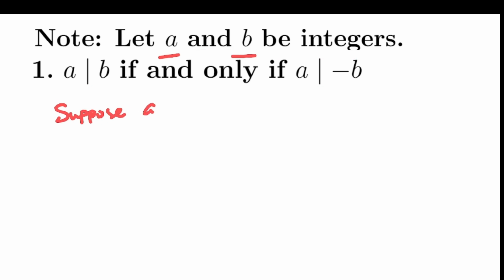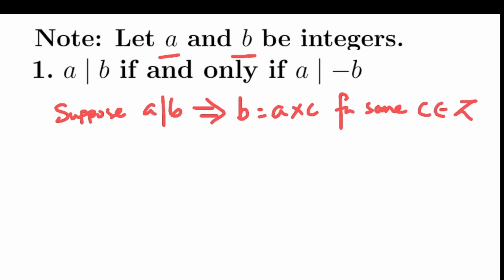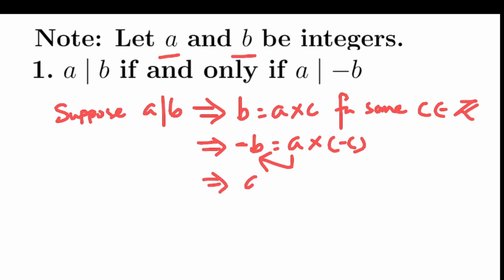Suppose a divides b, it implies we have an integer c for which b is equal to a into c, for some integer c belongs to Z. It implies by adjusting minus sign in both sides, we can write minus b is equal to a into minus c. See, since c is an integer, minus c is also an integer, means we have an integer minus c for which minus b equals a into minus c. So by definition of divisibility, a divides minus b.